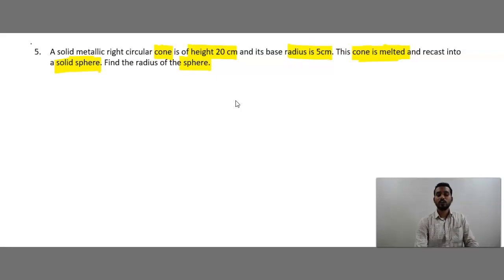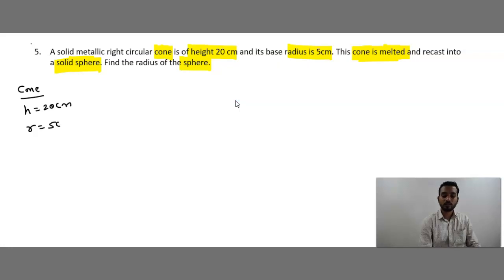Okay. A solid right circular cone of height. Let me write the cone properties. What is the height of cone? 20 centimeter. Radius is 5 centimeters. Next, cone is melted, recast into sphere. We are changing that into sphere and we have to find the radius of sphere. So first, can we write like this?